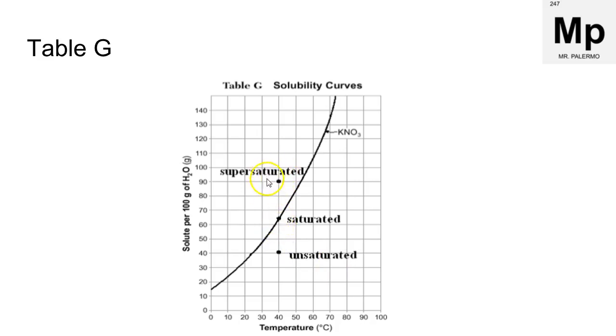So the only way that I can get 90 grams of KNO3 to dissolve would be to first heat this, dissolve the substance, KNO3, in water, and then cool it back down to 40 Celsius. And therefore I can get this 90 grams to have been dissolved in there. Again, it's unstable, and it will very easily precipitate out.